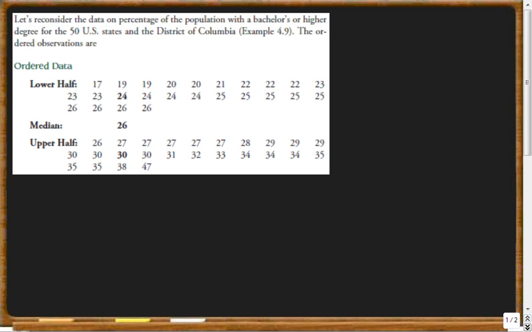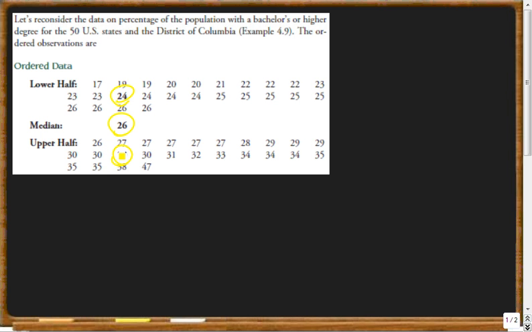Okay, so today we're going to talk about how to create a box plot, both skeletal and modified, for different types of data. We're going to look again at the data from earlier problems, the percentage of the population with a bachelor's degree or higher in each state, including the District of Columbia. Our data is already broken up for us.